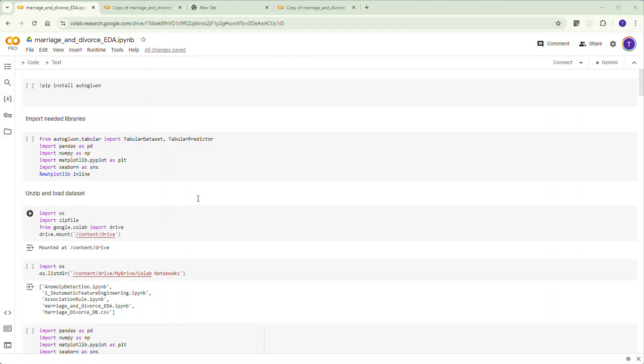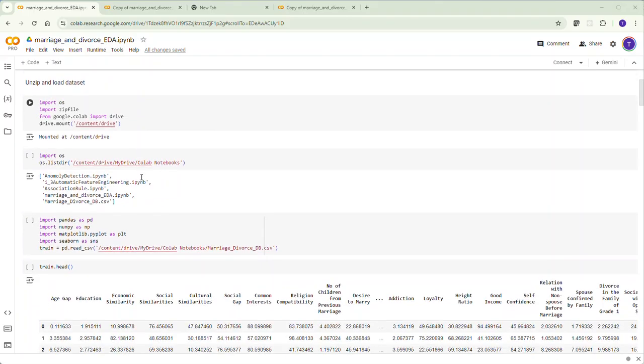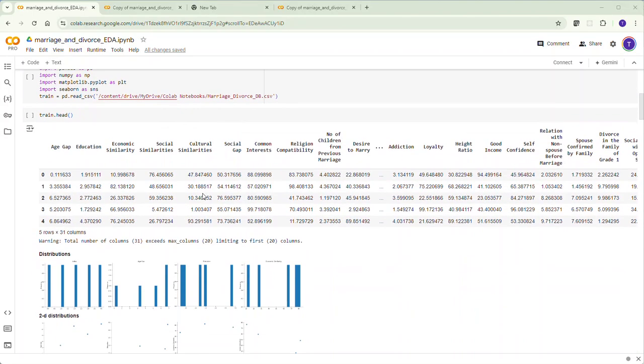And so, starting out, of course, doing a pip install with AutoGluon, importing the libraries that are needed, pandas to read the information. For instance, importing the tabular data set and predictors. Unzipping and loading the data set, which was again the marriage and divorce, and scrolling down, this produces the header output. It reads the CSV file, and these are the columns that are present in that particular file.